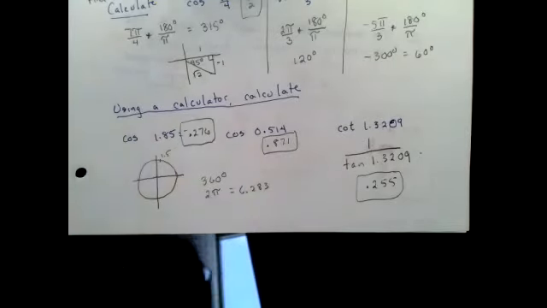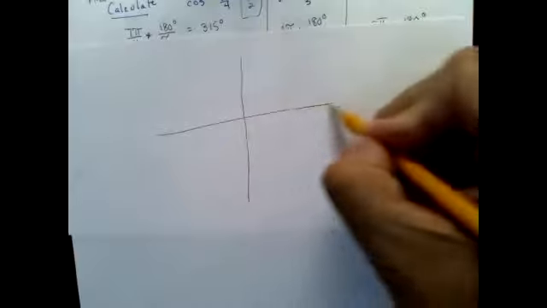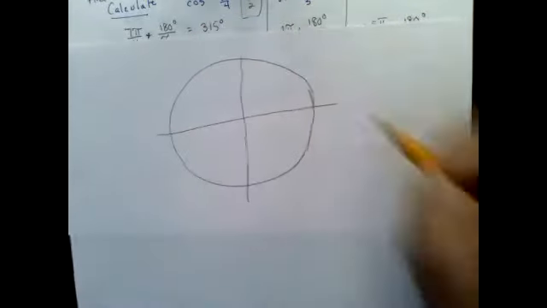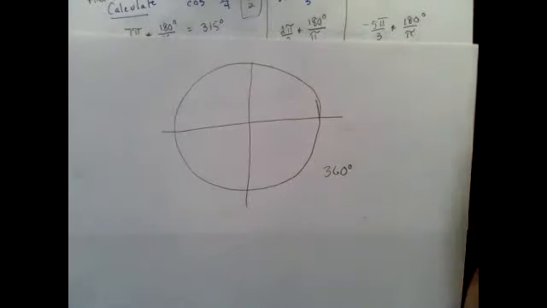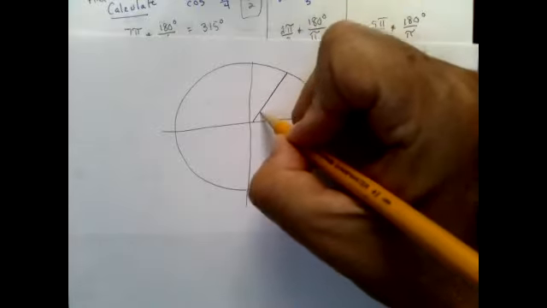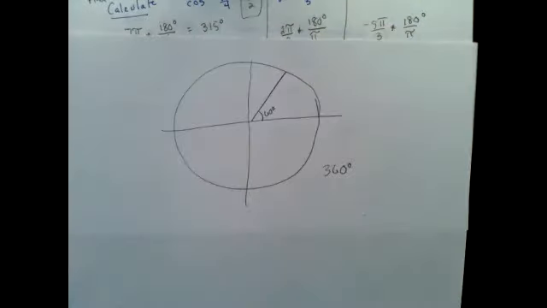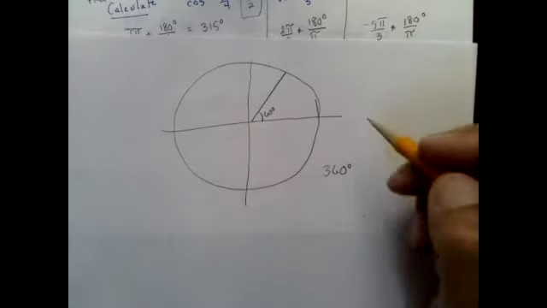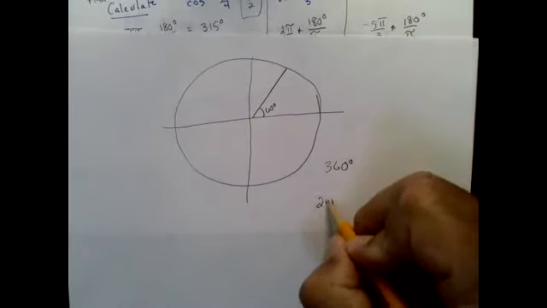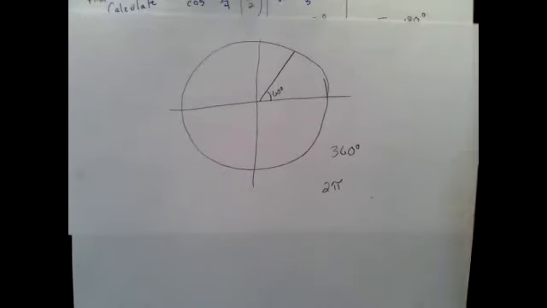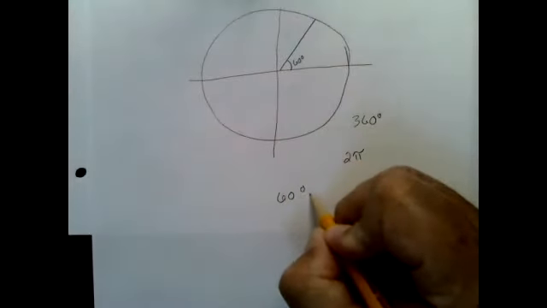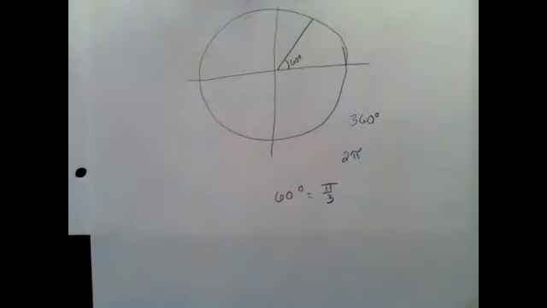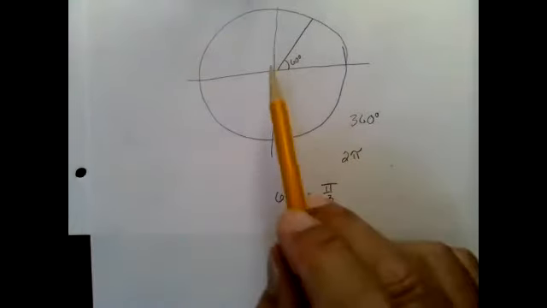I had a side note: we talk about a circle, and when we go all the way around our circle, that's 360 degrees. I know that angle right there is 60 degrees, and we also know that all the way around is 2 pi. I can convert this, and I know that 60 degrees equals pi over 3. That was part of that video the other day as well. And this is pi over 3.